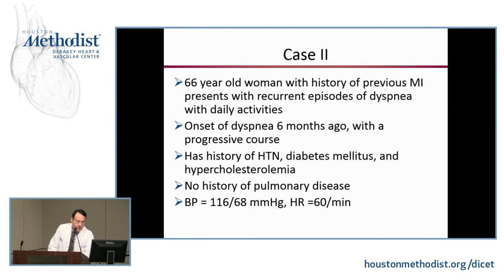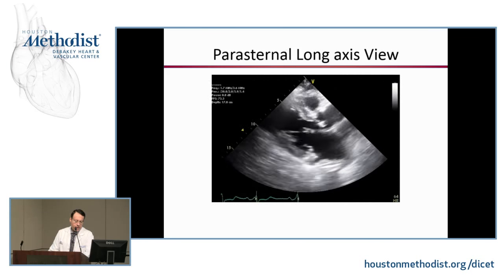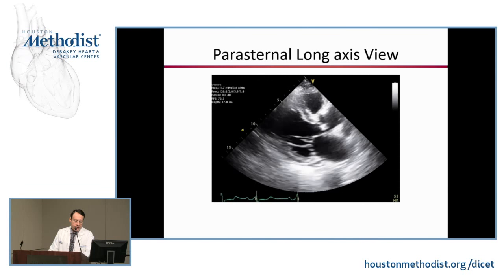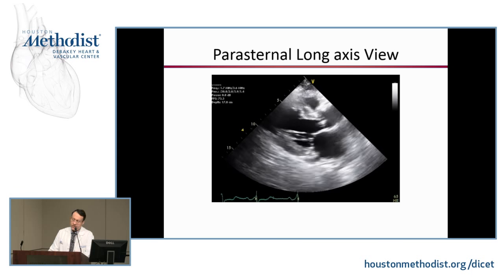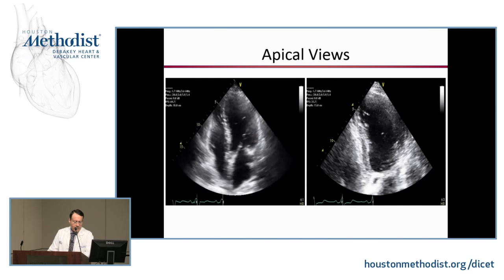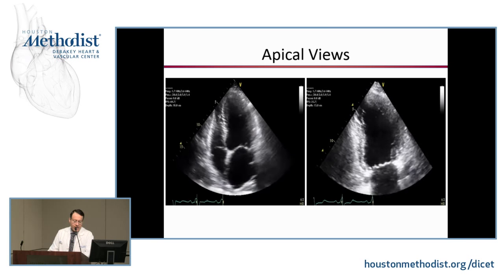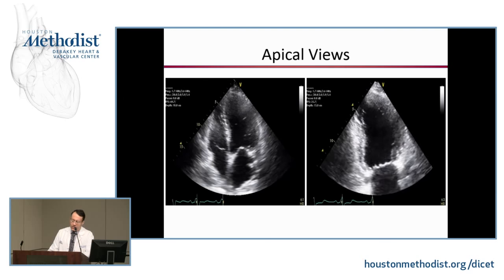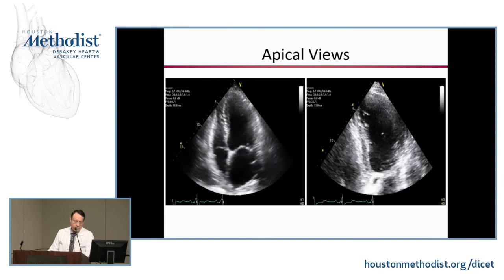Someone with a history of a previous MI presents with recurrent episodes of dyspnea on daily activities, hypertensive, diabetic, hyperlipidemia, no history of pulmonary disease. So again, you have a setting where this is a cardiac case, not going to have normal myocardial function. We look at the parasternal long axis view, clearly abnormal LV function, depressed, segmental wall motion abnormalities. Okay, apical 4 and apical 2, a big left atrium, and an inferior wall and inferior septum that are akinetic. So it's an abnormal heart.